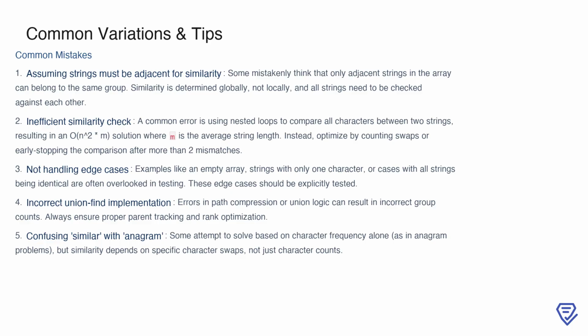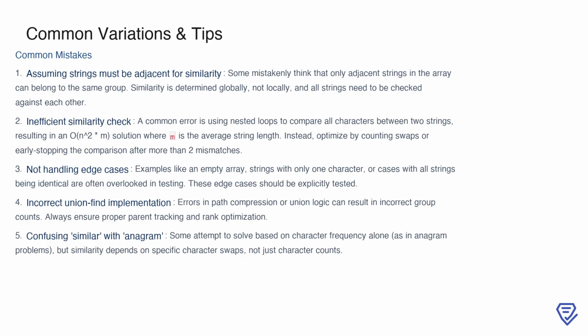Additionally, edge cases are often overlooked. For instance, scenarios like an empty array, single character strings, or arrays where all strings are identical need to be explicitly tested to avoid unexpected failures. Errors can also arise from improper union-find implementations. Features like path compression and rank optimization are crucial for maintaining accurate group counts. Lastly, it's important to avoid confusing similarity with anagrams. Similarity is about specific character swaps rather than just matching character frequencies, so the logic must focus on swaps rather than counts alone.